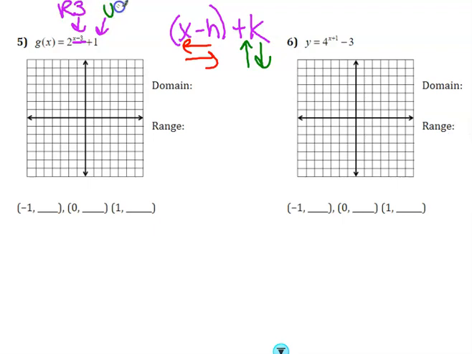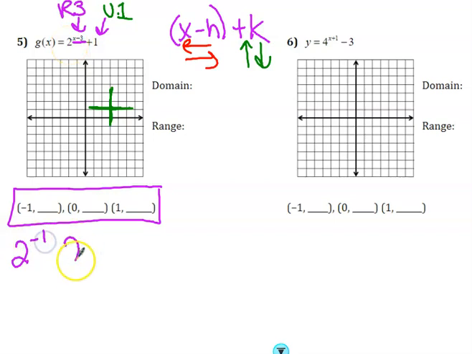Plus 1, up 1. Okay, so what I'm going to do is change my origin. I'm going to call it the transformation origin. So I'm going to go over 3, 1, 2, 3, and up 1. This is going to be my new point based on this information, right? 3, up 1. And I'm going to do my critical points as usual by using my base. My base is 2. So 2 to the negative 1, 2 to the 0, and 2 to the 1. Just stay with me and it will make sense, I hope.